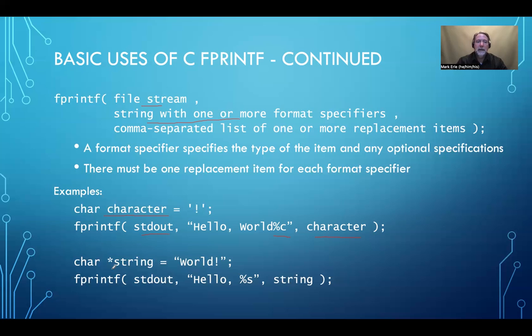Alternatively, we could create an entire string, which would be a pointer to multiple characters. And here I have this initialized to be world followed by the exclamation point. So, slightly different than the earlier example, I have hello, comma, %s, which is the format specifier indicating that a string needs to be passed to replace that location in our string that we specified here. So I pass string to be placed where %s is located.